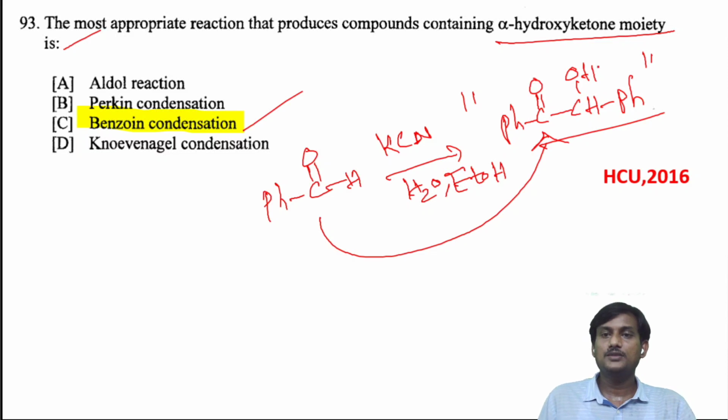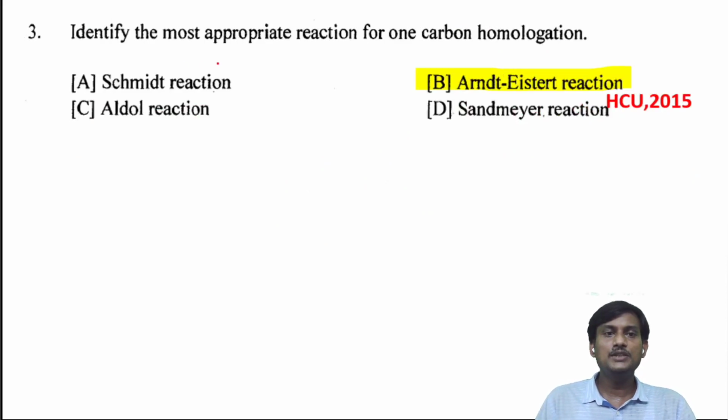In benzoin condensation, we have alpha hydroxy ketones. Identify the most appropriate reaction for carbon homologation. The Arndt-Eistert reaction is an example of carbon homologation. There is an increase in chain length.